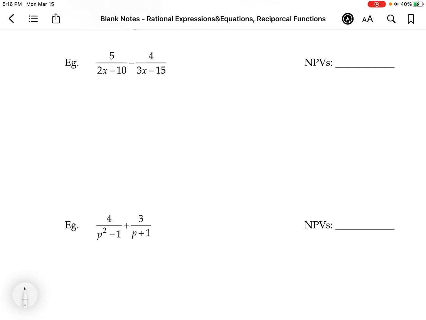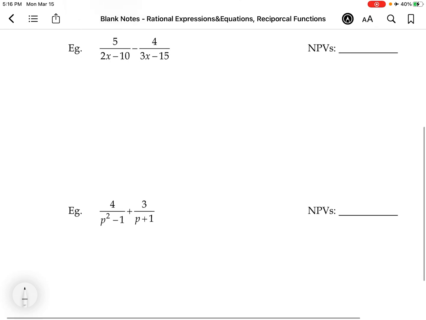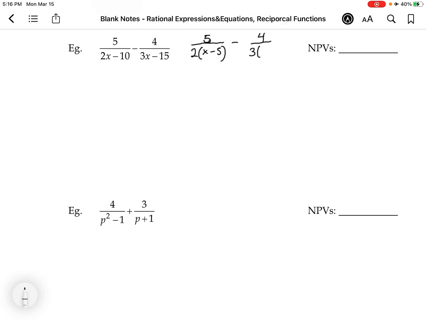All right. Let's try this one. Now, this is our first example where we actually have to do a bit of factoring because our denominators are not factored yet. So let's take that step first. Looks like in each of these denominators we can factor out a common factor. So in the first one, it's 2 times x minus 5. And in the second one, it's 4 over, there's a common factor of 3, and I'm left with x minus 5.